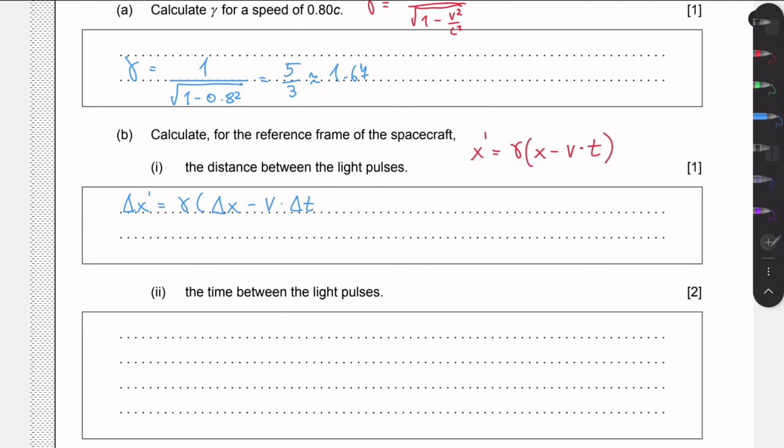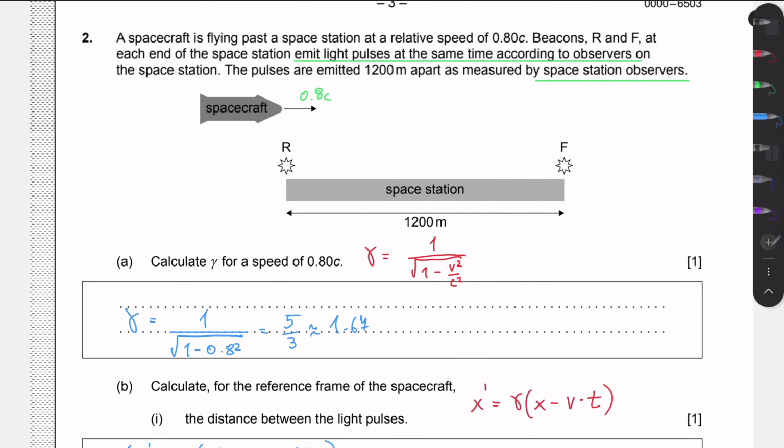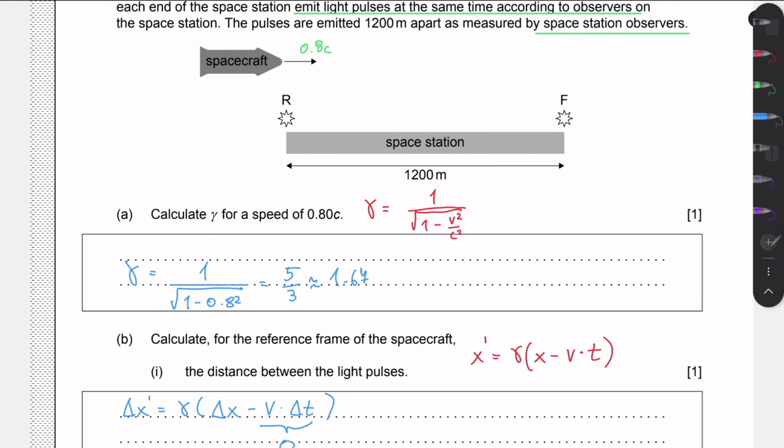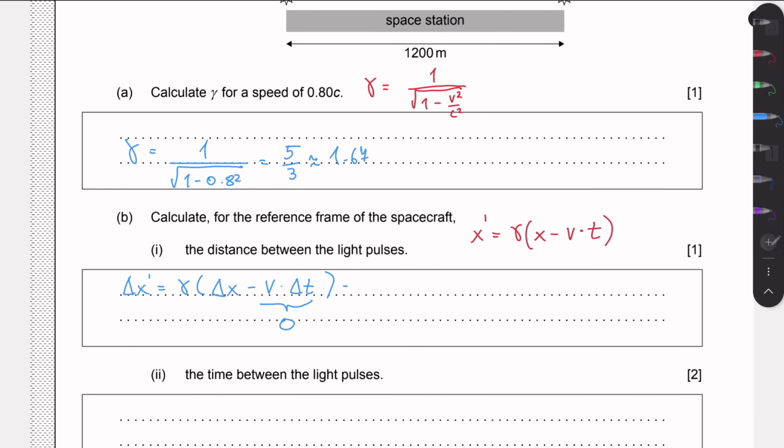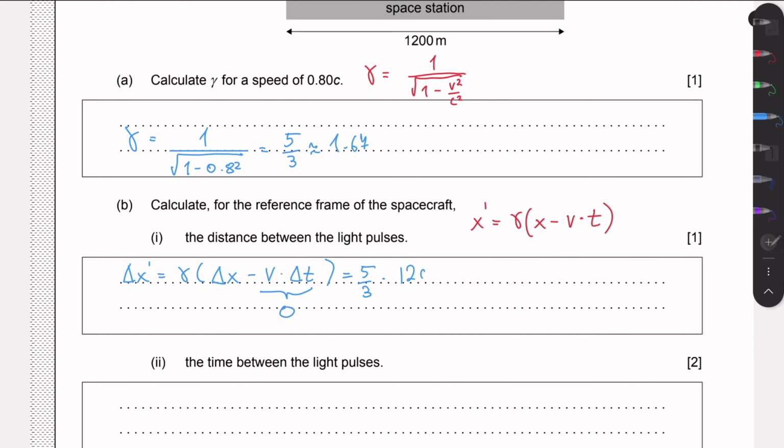And well, we know that delta t is just 0. This is the time interval between the pulses in our original reference frame, so in the reference frame of the space station. So this will just be 5 over 3 times delta x. This is again in the reference frame of the space station, which is just 1,200 meters. So this will give us 2,000 meters according to the spacecraft.